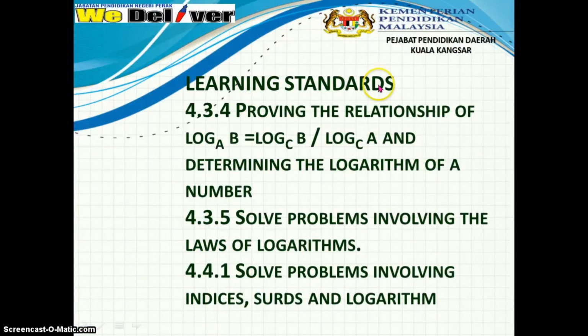Okay, so the learning standards for this video are: first, proving the relationship log b base a equals log b base c over log a base c, and determining the logarithm of a number. Second, solve problems involving the laws of logarithms. Third, solve problems involving indices, surd and logarithm.